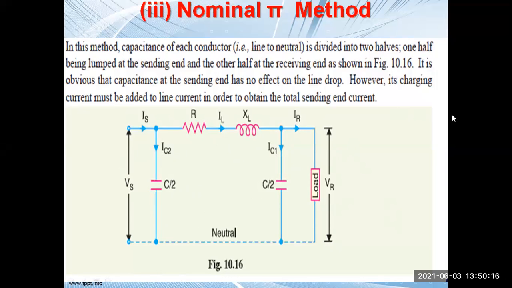So in this method, capacitance of each conductor is divided into two halves, one half being lumped at the sending end and the other half at the receiving end. It is obvious that the capacitance at the sending end has no effect on the line drop. However, its charging current must be added to the line current in order to obtain the total sending current. So you have to understand. That is a very beautiful thing which I will tell you. I hope you know that, but still I will just discuss.